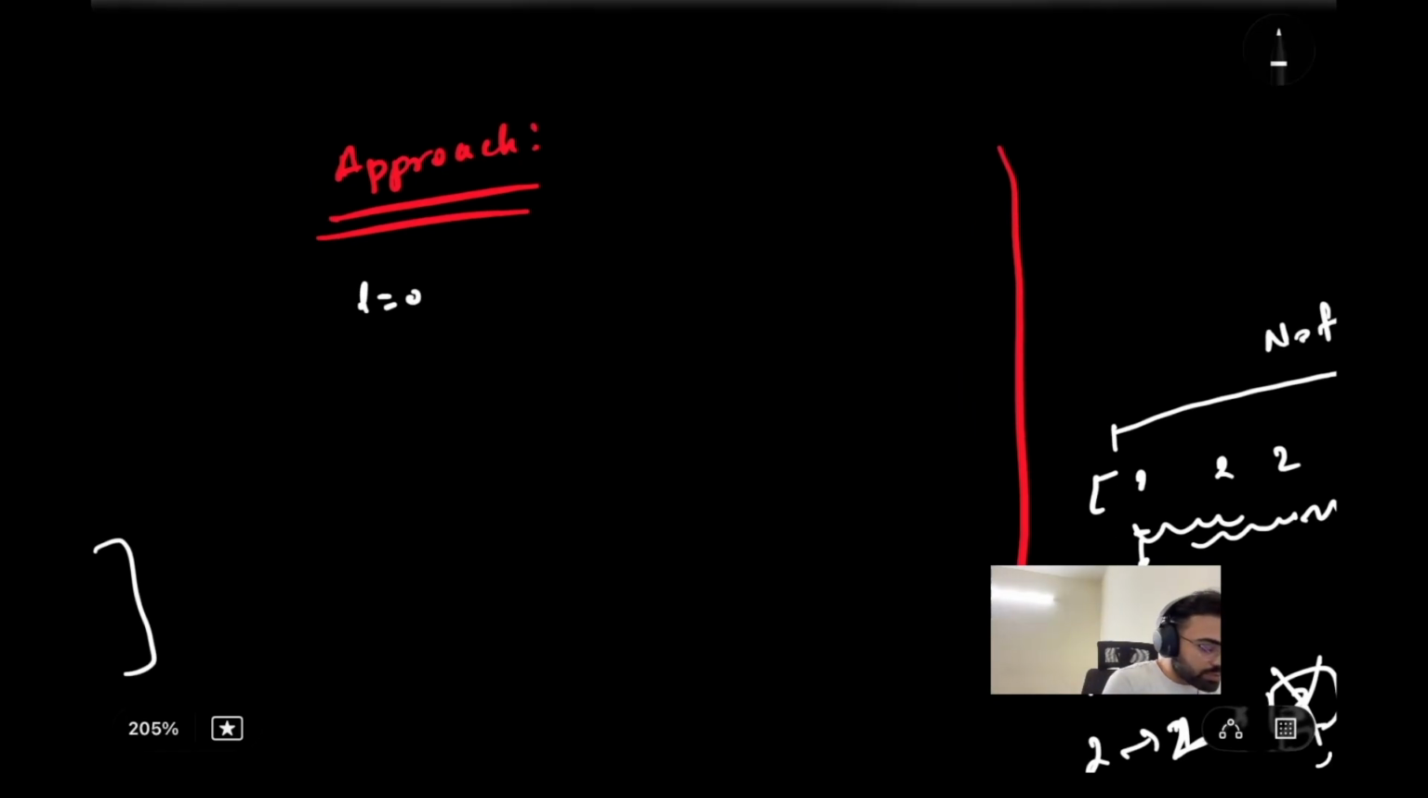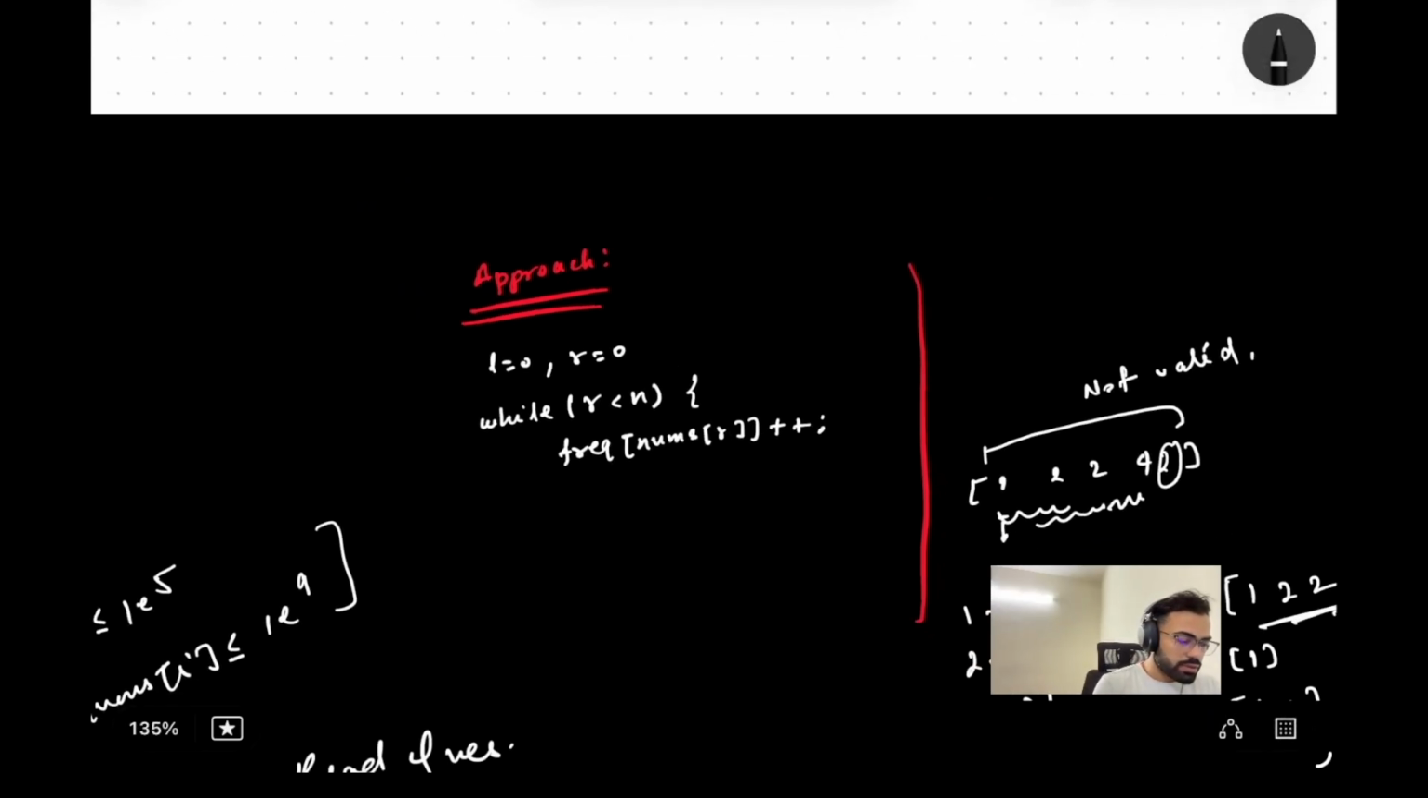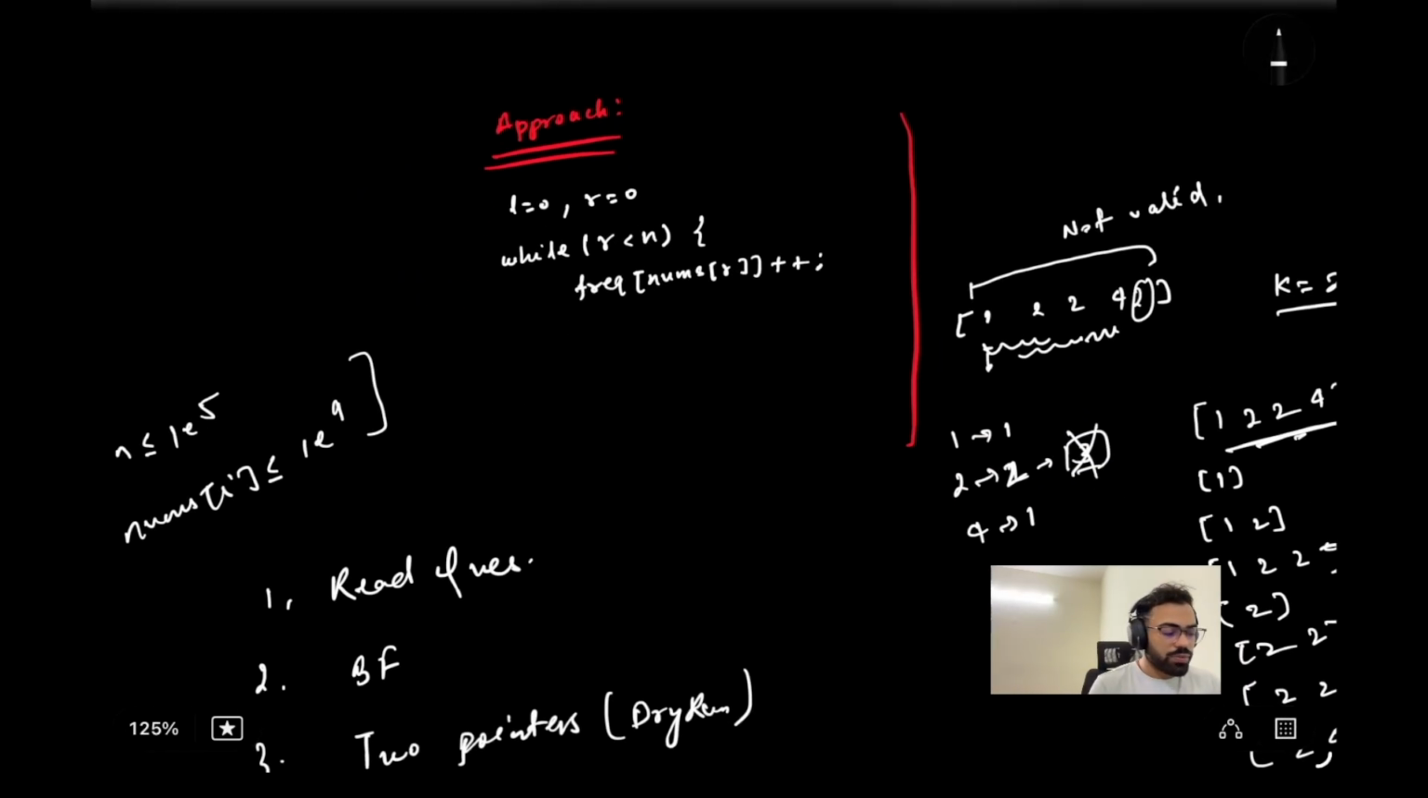So we will have left 0, right 0. Okay. Now while right is less than n, what are we going to do? We will do frequency of nums of r plus plus, right? We increase the frequency of the right element.